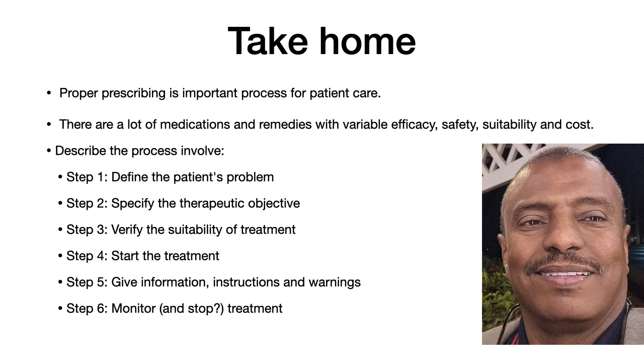There are a lot of medications and remedies with variable efficacy, safety, suitability, and cost. We have to choose wisely. We have to go through the process of proper or rational prescribing, which includes defining the patient's problem, specifying therapeutic objectives, verifying suitability of treatment in terms of efficacy, safety, suitability, and cost, starting treatment, and writing a proper prescription, including all the information about the medication, about yourself, and about your patient, and giving information and instruction to the patient and monitoring your patient.